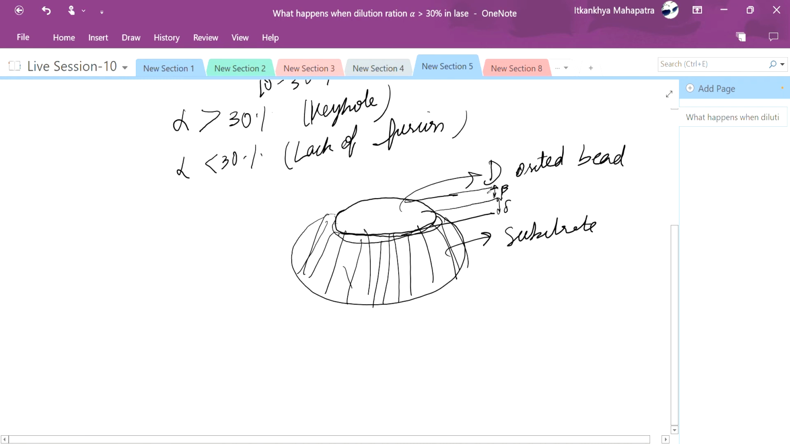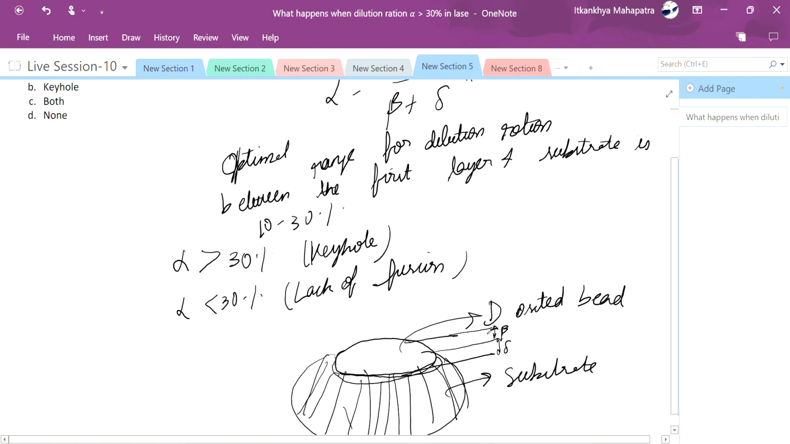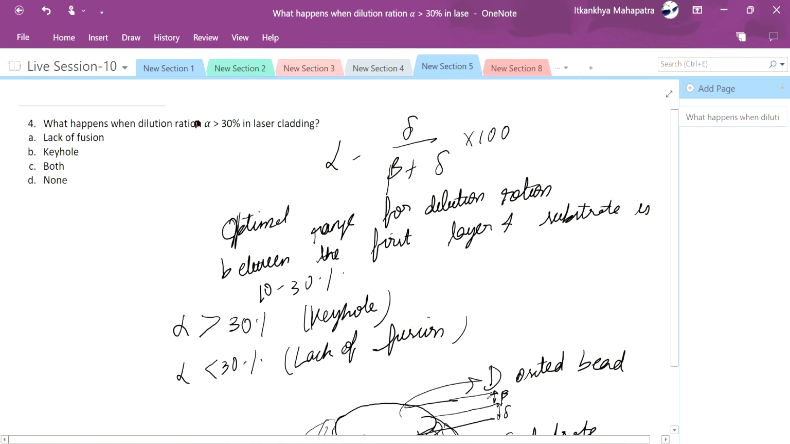These are some of the defects: keyhole and lack of fusion. The correct answer is Answer B, keyhole.